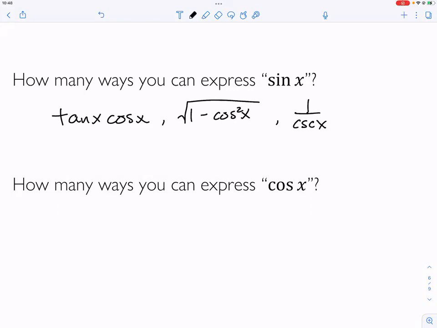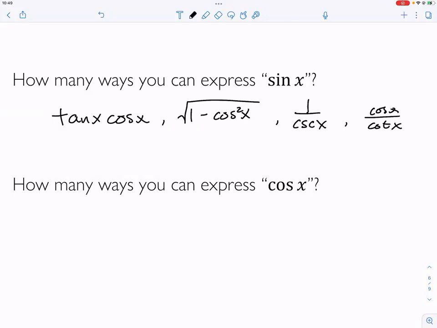Is there one more? One over what again? You said tangent x times cosecant x? Or cosine x? That would give you 1 over sine x. You can say cosine x divided by cotangent x. That would be a good one. Okay, so you have all these possibilities.